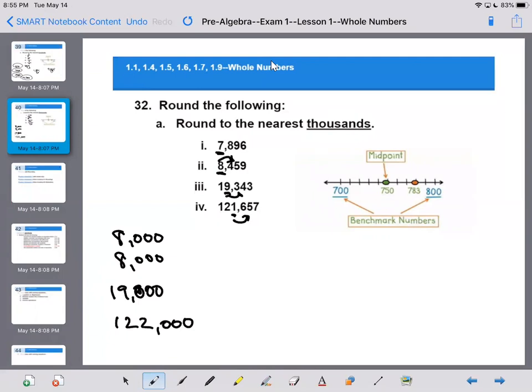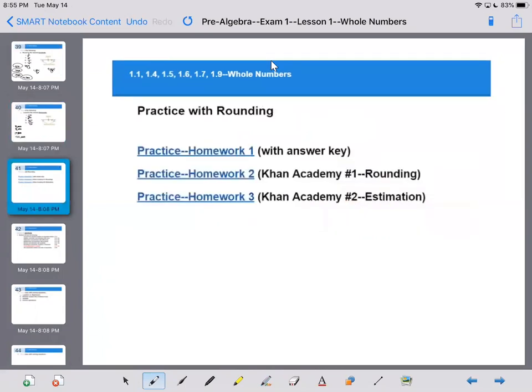So there's more practice with rounding. I would encourage you to go to those links if necessary.